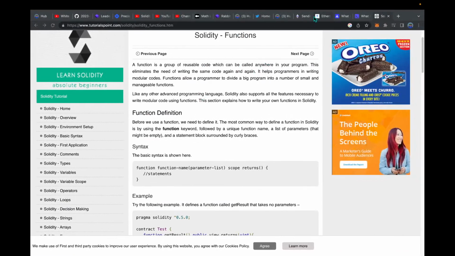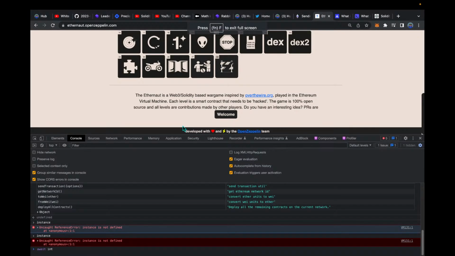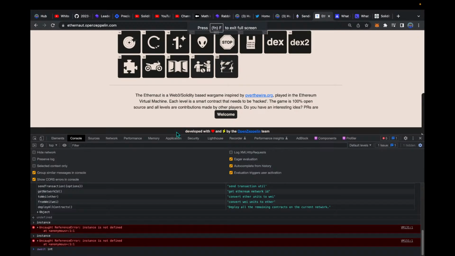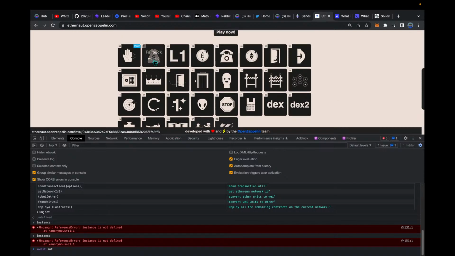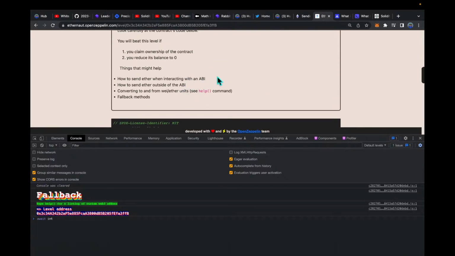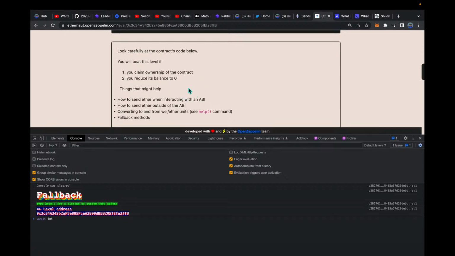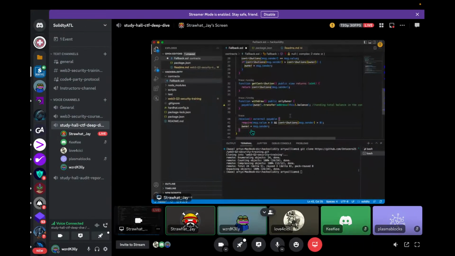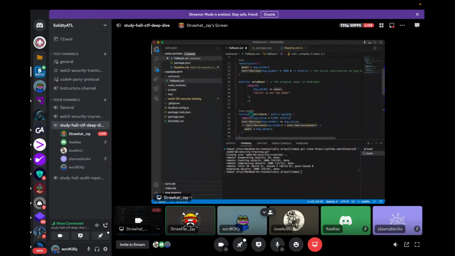Just wants us to claim ownership of the contract. So to claim ownership of the contract, I have to make a contribution to it, and my contribution has to be greater than 0. Correct? No, it has to be greater than the initial contribution.